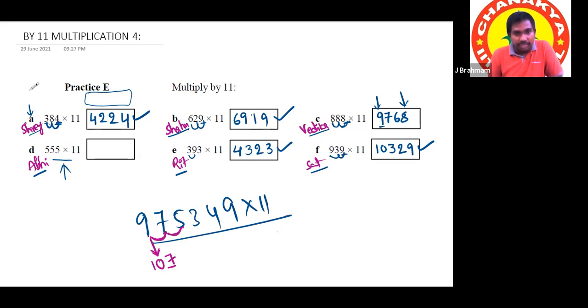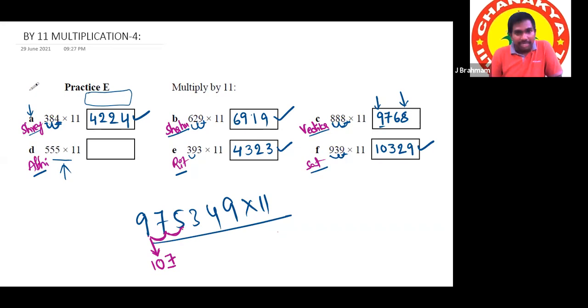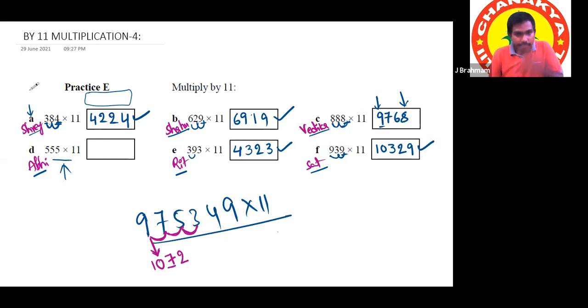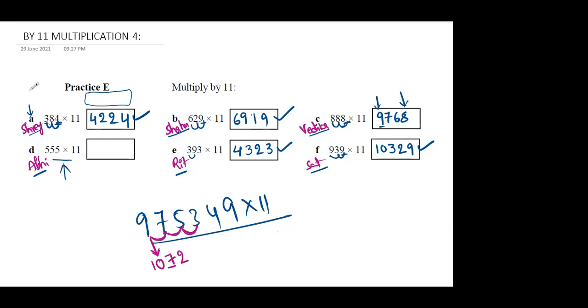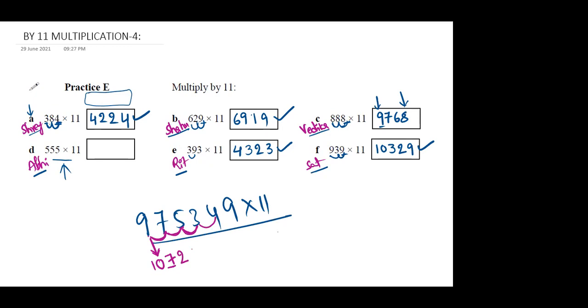Next, 7 plus 5 is how much? End number? 12. 2. 2, right? Is there any carry in the next place? No, sir. No means we'll write 2 as it is. Next, 5 plus 3 is how much? 8. Is there any carry in the next place? 3 plus 4, no carry. No means we'll write 8 as it is only.